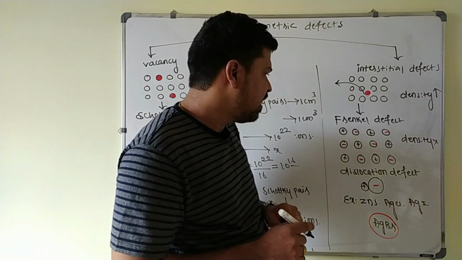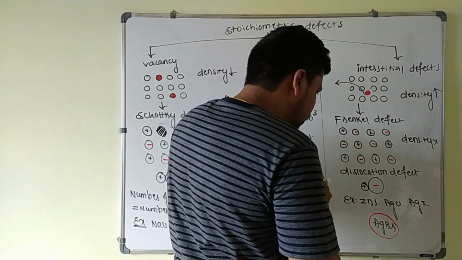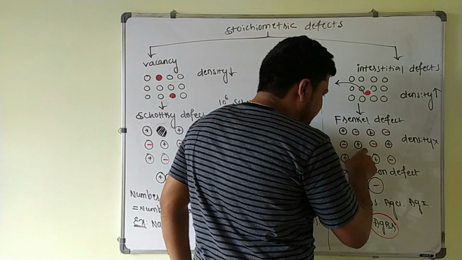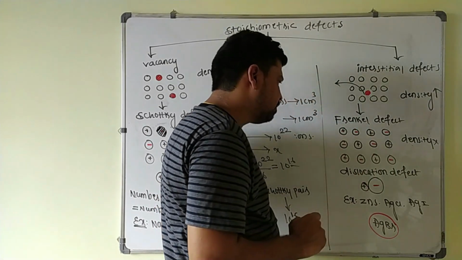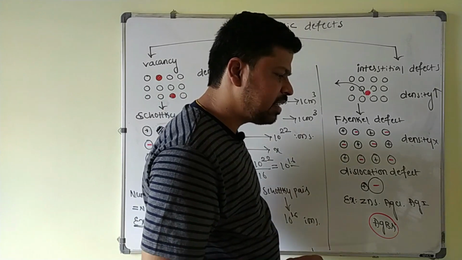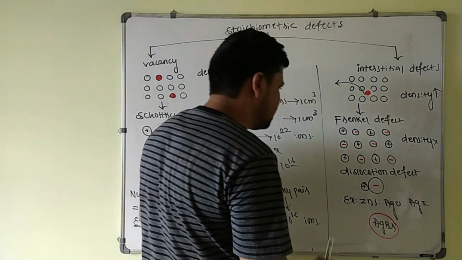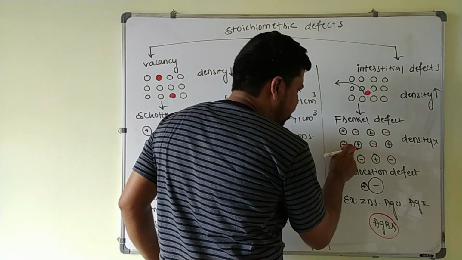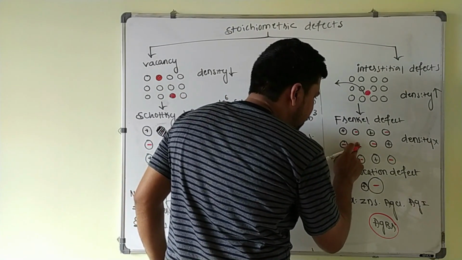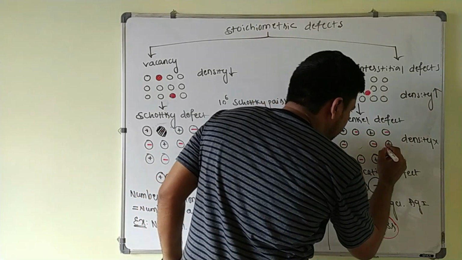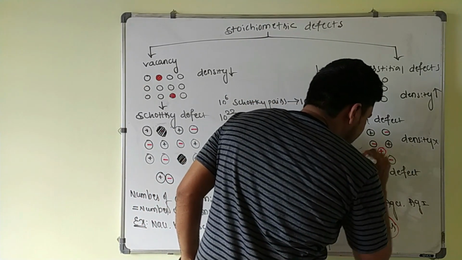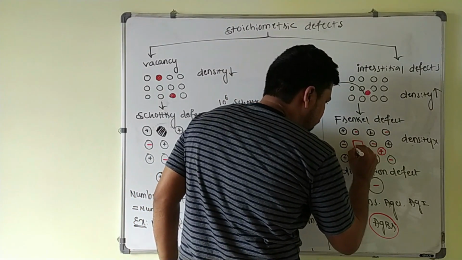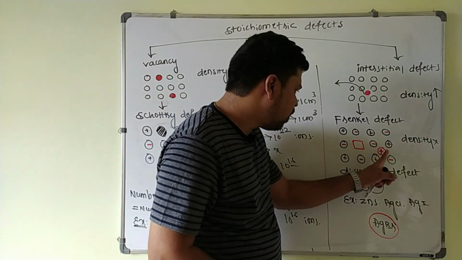Frenkel defect here. In case of Frenkel defect, one of the cations from its original site will be dislocated and it will occupy some other interstitial site here, so that it creates a vacancy defect at its original site and an interstitial defect at its new location. Suppose this cation is dislocated from its original site and it occupies an interstitial site like this. In its original position, it will create a vacancy defect, and at its new location it creates what?